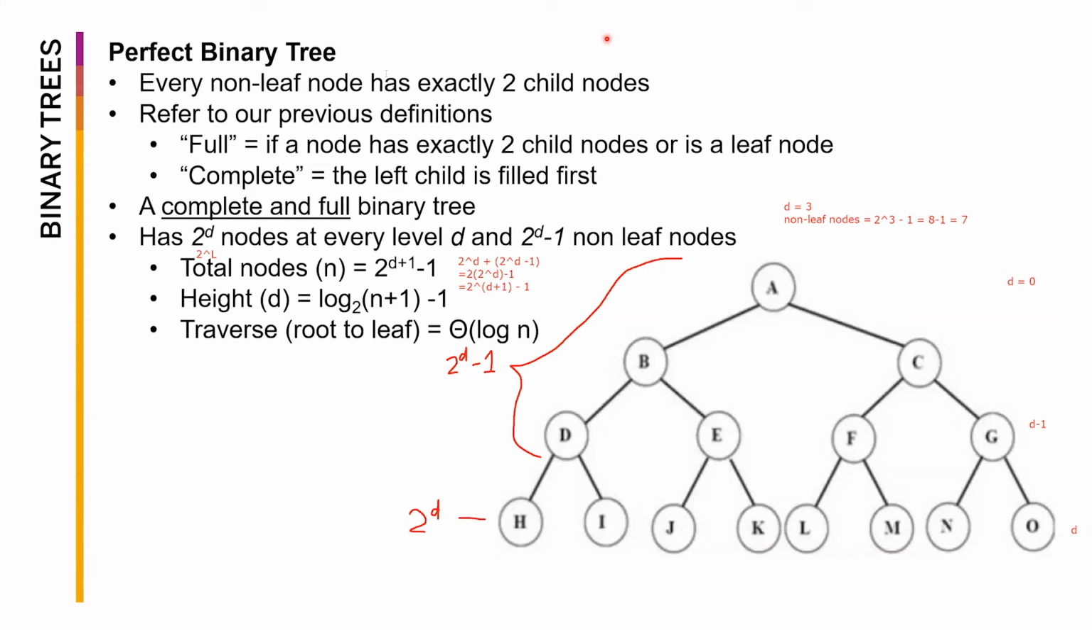Again, a perfect binary tree, suot ko na dito ha. Every non-leaf node has exactly 2 child nodes. Okay, dagdag ko na yung missing definition. And all leaf nodes are at the same level. Okay? Ayan yung definition niya. So every non-leaf node has exactly 2 child nodes, and all leaf nodes are at the same level.